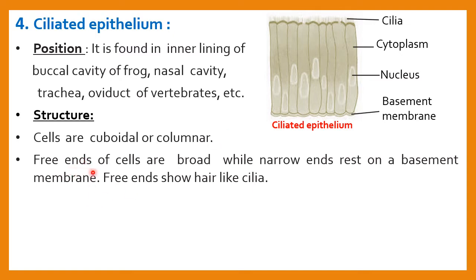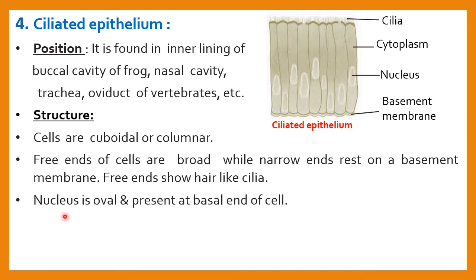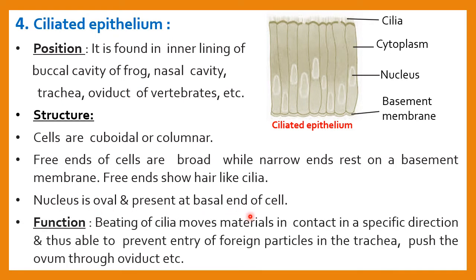But the free ends of the cells are always broad, while the narrow ends rest on the basement membrane. Free ends show hair-like cilia. The nucleus is oval and present at the basal end of the cell. Function. Cilia keep on beating, that is, they keep on moving.